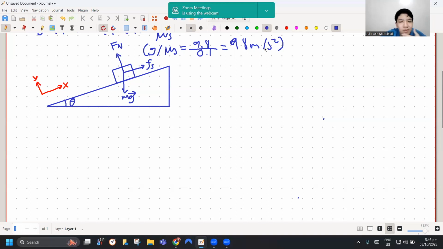Hindi mo po kailangan i-decompose kung ito po yung xy. Diyan kasi along y at along x na yung normal force at saka yung static friction. So hindi na kailangan i-decompose into force along y, force along x, kasi yan yung natural na coordinate system para sa dalawang yan. So, ano yung components ng mg along x? Ano yung components ng mg along y?